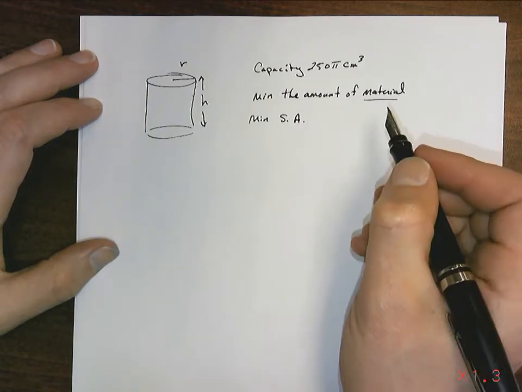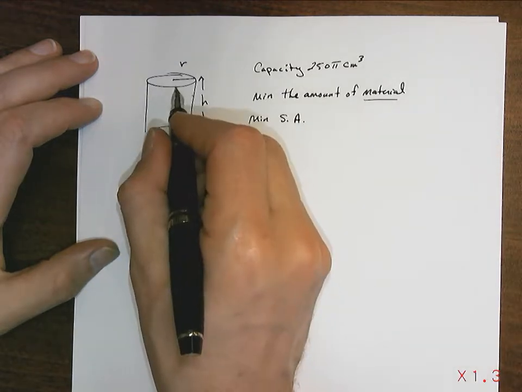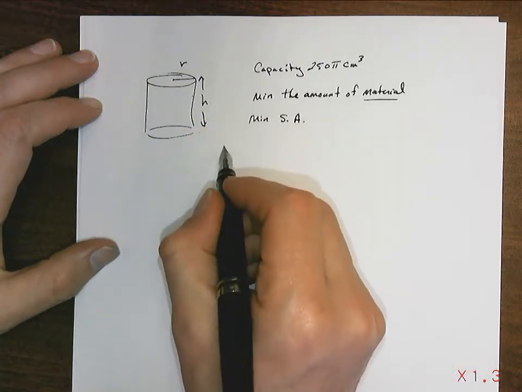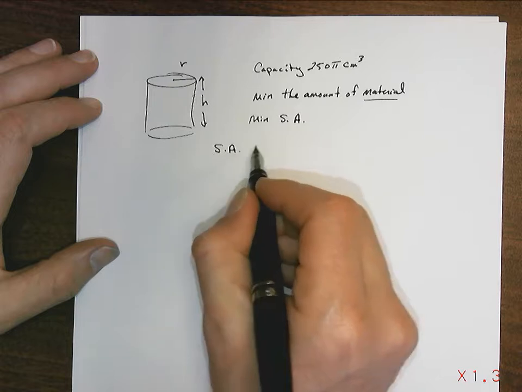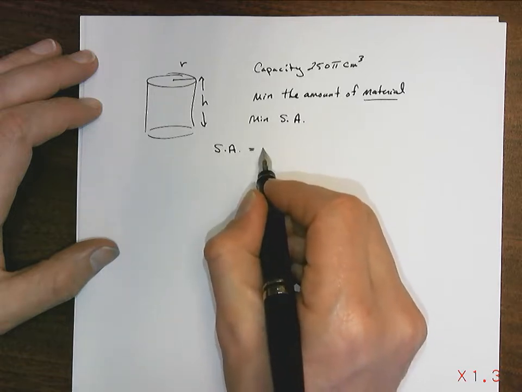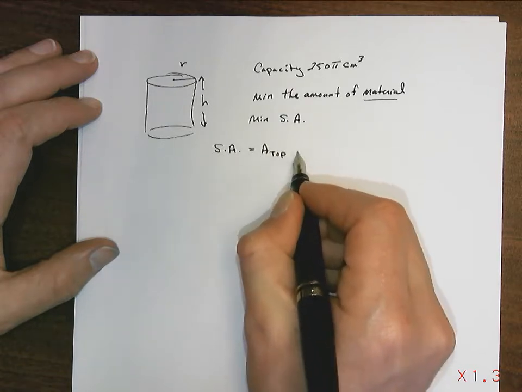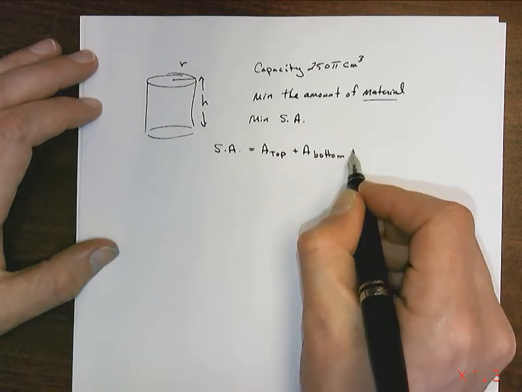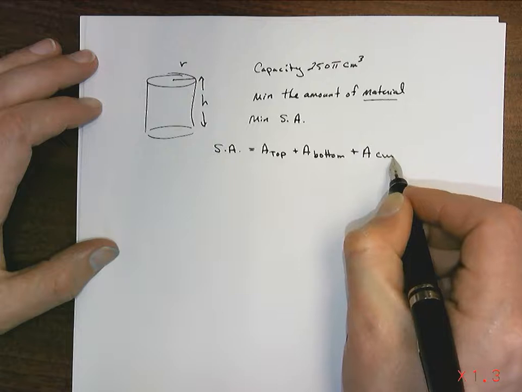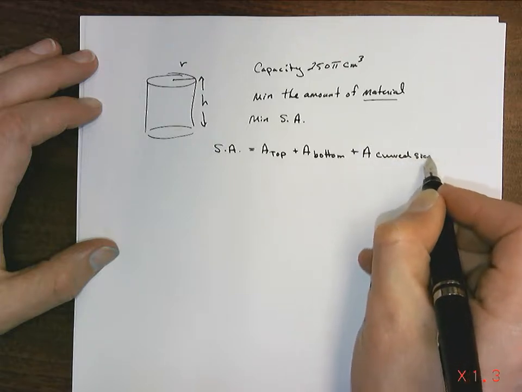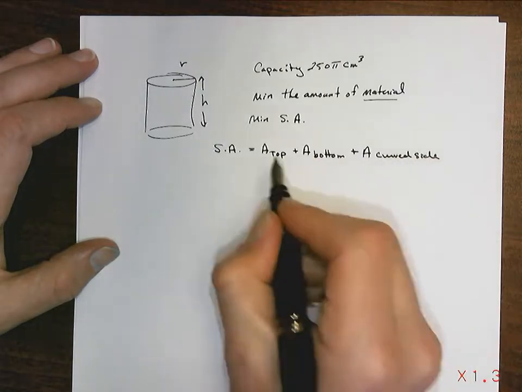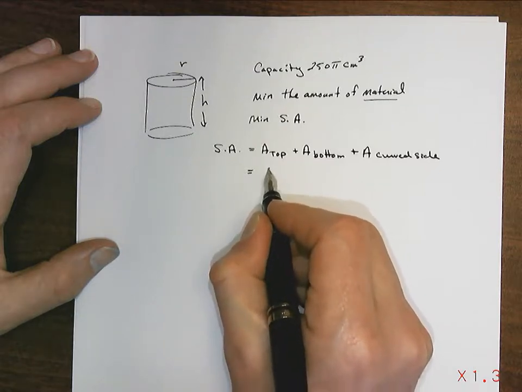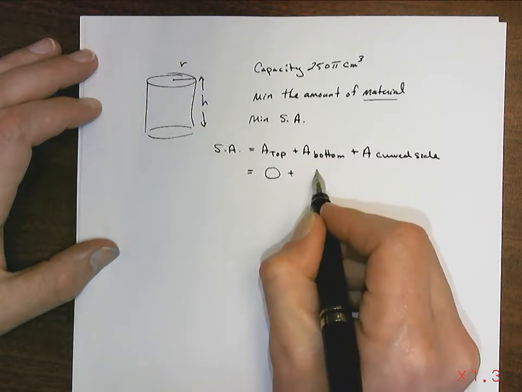Looking at the can, I've got a bottom, I've got a top, and I've got a curved side, and I think we talked about that on the Wednesday. So surface area is going to be the area of the top plus the area of the bottom plus the area of the curved side. Now, I write that out so I don't make any mistakes. The top is a circle, so it's going to look like that. The bottom is a circle, it's going to look like that.